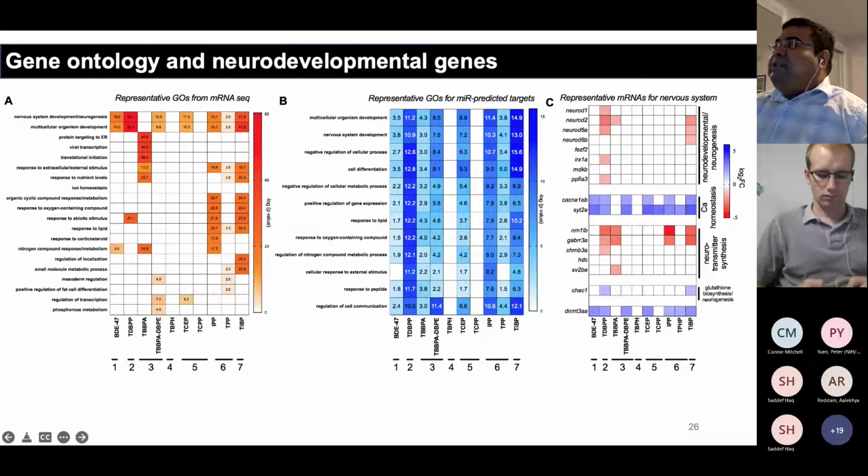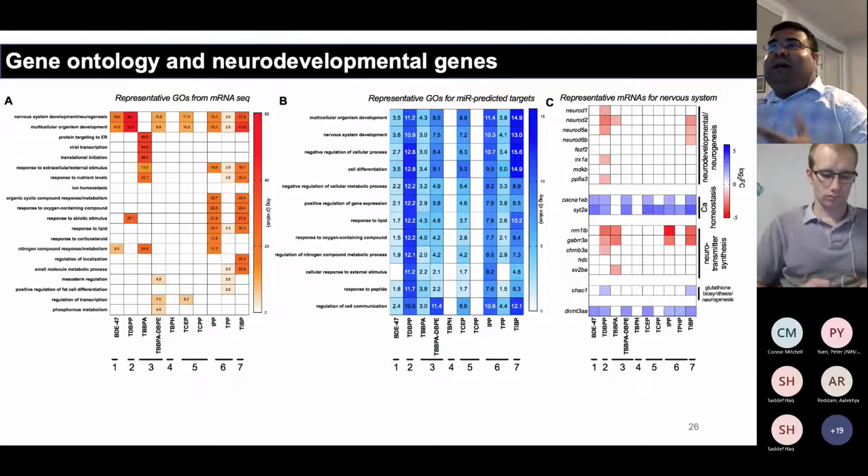We also identified several neurodevelopment associated genes, which you see in panel C here, that were disrupted across multiple flame retardants. And many of these genes play a role in neurogenesis, calcium homeostasis, neurotransmitter synthesis, as well as glutathione regulation, all of which are important for nervous system development and function. And all of this suggests that nervous system might be a potential target for these flame retardants, but this doesn't discount the other pathways as well that are disrupted across many of the flame retardants here.